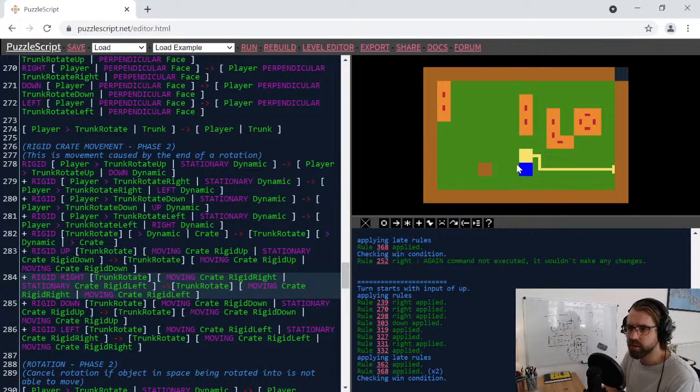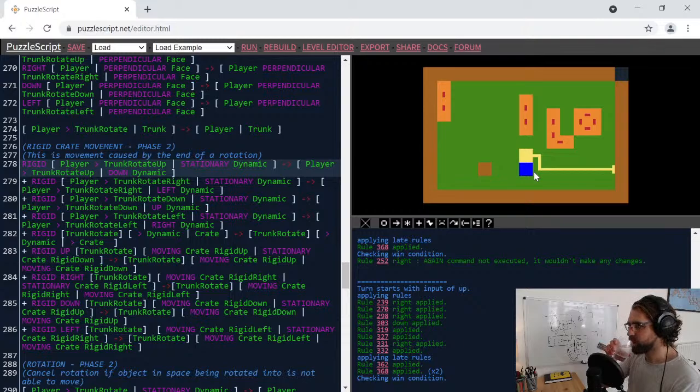Okay. Hold on. So what I do is I go from the player, rotate up, stationary dynamic, and I just move it in that direction. So if there was a thing here, could I basically just say blocked? If there's a thing there.